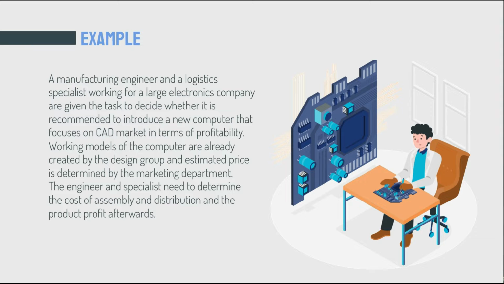Now, the engineer and the specialist need to determine the cost of the assembly and distribution and the product profit afterward. Now, I don't know if you got it already. So there's an engineer and a specialist. What's the difference between engineer and specialist? Maybe a specialist is somebody who got a diploma in the field. So it's called specialist, in this case, logistics specialist. Maybe somebody who has a diploma, but has been in the company 5-10 years. So he's kind of an elevated specialist who's managing the other specialists.